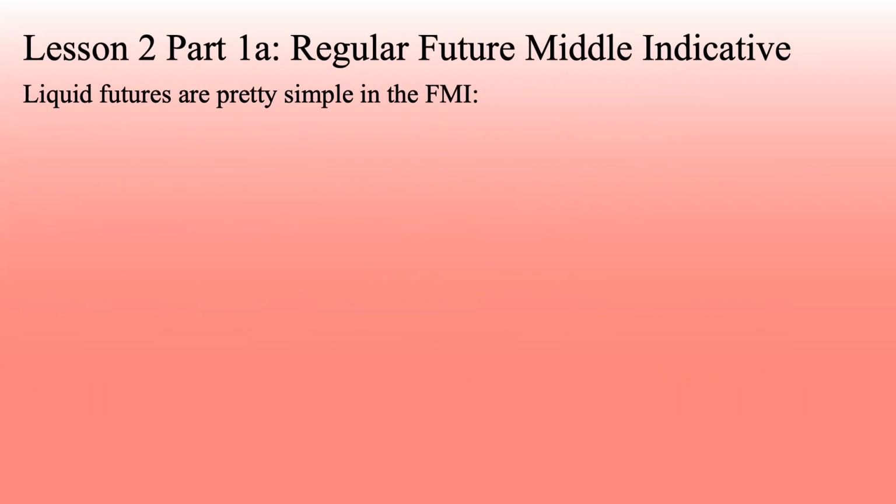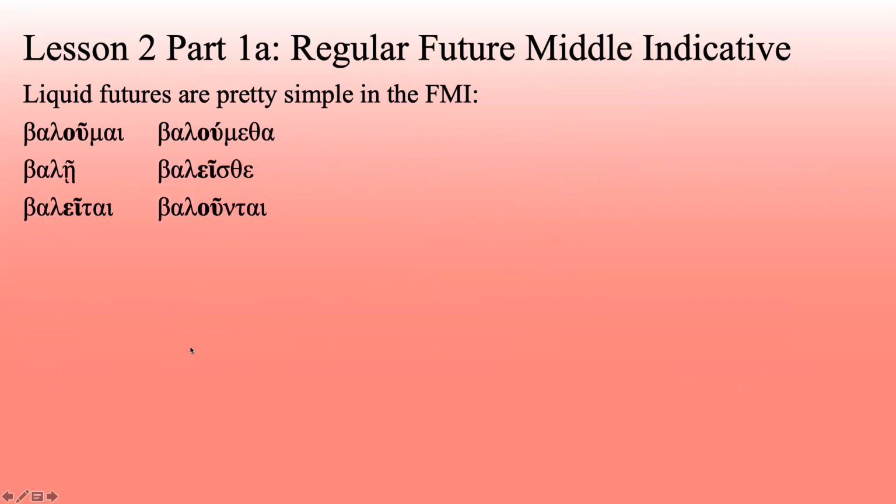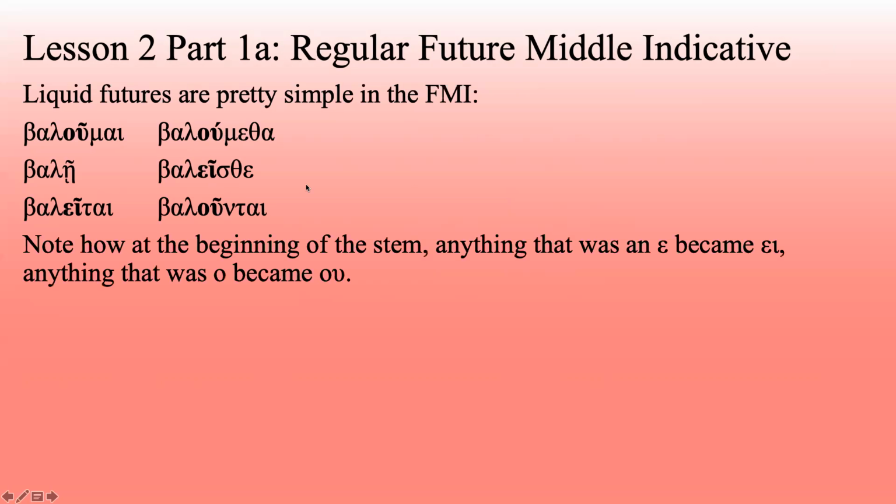The liquid futures are pretty simple in the future middle indicative. You see an U or an A in all of the places except for this one right here, which is going to be identical. So the only difference we've got between this and the present middle passive indicative is that lambda that's dropped out. So balumai, balei, balettai, balumetha, balesthe, baluntai. So lots of A's and U's in there. Note how at the beginning of the stem, anything that was an epsilon became A, anything that was an omicron became U. So a little bit easier than the future active indicative liquids.